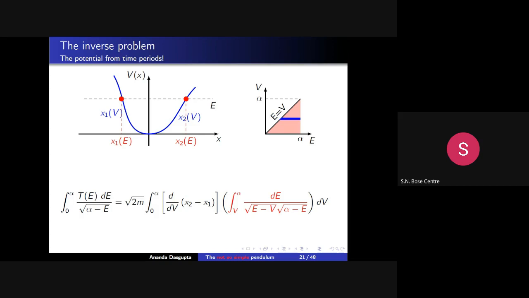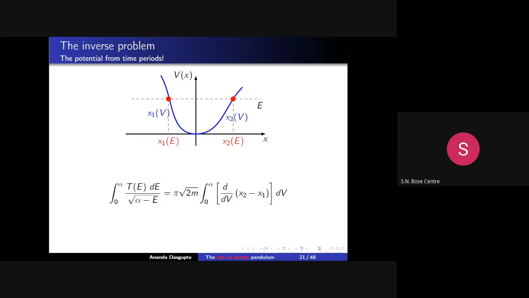Now, this inner integral, the integral over E, should actually be very familiar, or at least would have been familiar a few years ago when you were in higher secondary, because this is a very standard problem which people solve over and over again. The value of this integral is straightforward, equal to pi. That is one of those standard integrals. But then, if you take that pi out, you end up with this, and you're done. Because notice, you're integrating the derivative of x2 minus x1 with respect to v. And that means you're going to get x2(v) minus x1(v).